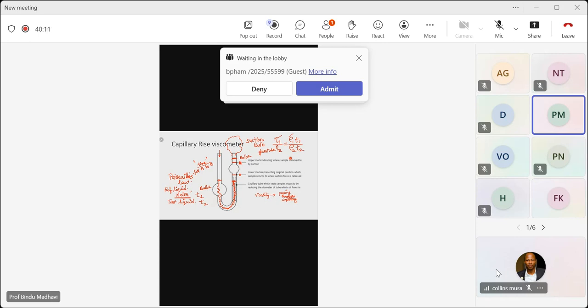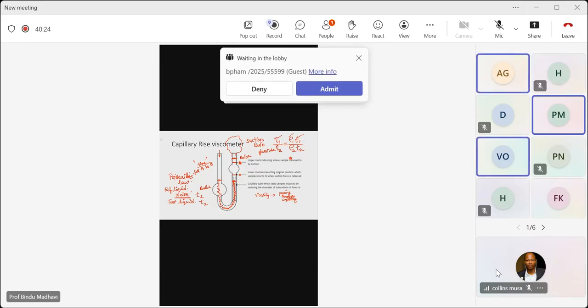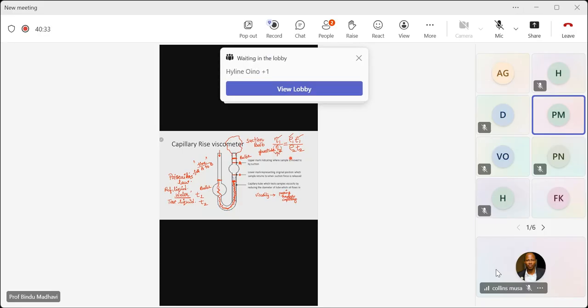Eta 1 is the viscosity of water. We already know that. Rho 1 is the density of water. T1 is time one, the time taken by water to fall from A to B.